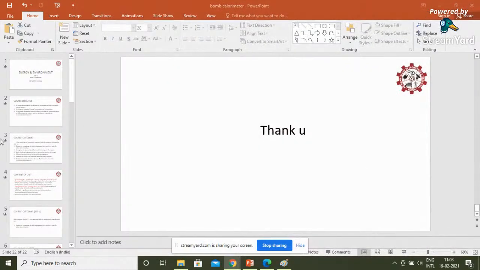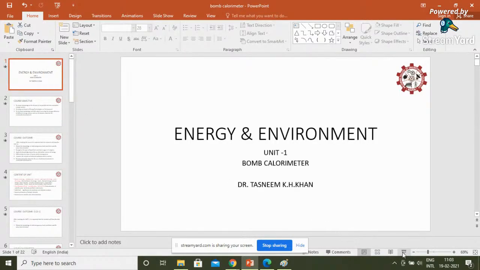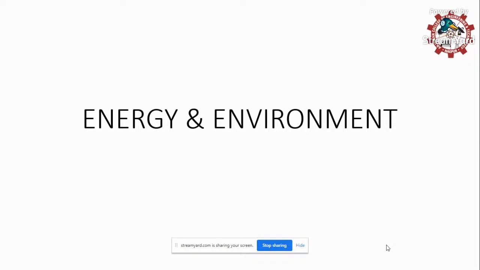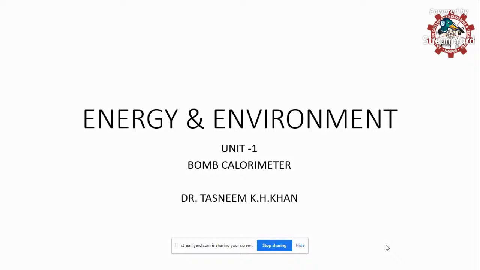Anyways, let us begin with our presentation. So today we will be doing the second part of the unit, semester one. We have talked about energy and environment in the earlier classes. We have started with unit one also. We have done the basic calculations. So today we'll be starting with the second part of the unit, that is bomb calorimeter. So let us begin with unit one, second part, bomb calorimeter.